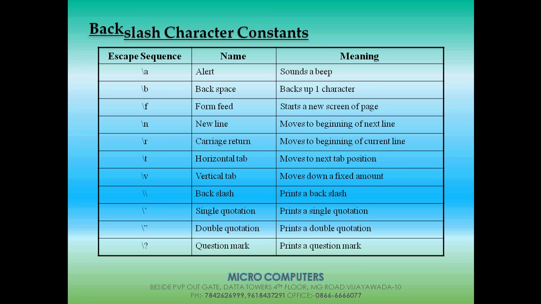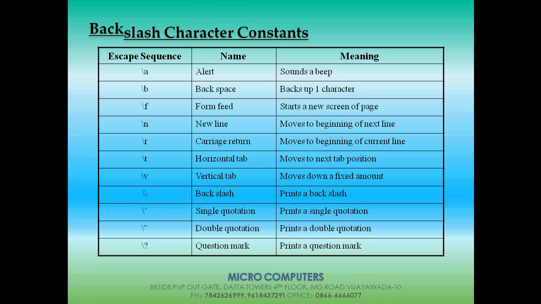To move from one line to another line, we use \n as we discussed before, and to move to the beginning of the current line, carriage return is used, and to go to the next tab position \t is written, and \v is written to move down a fixed amount. To print a backslash, a double backslash should be written. Similarly, for single quotes, double quotes, and for a question mark, first the backslash is given, followed by the quotes or question mark.